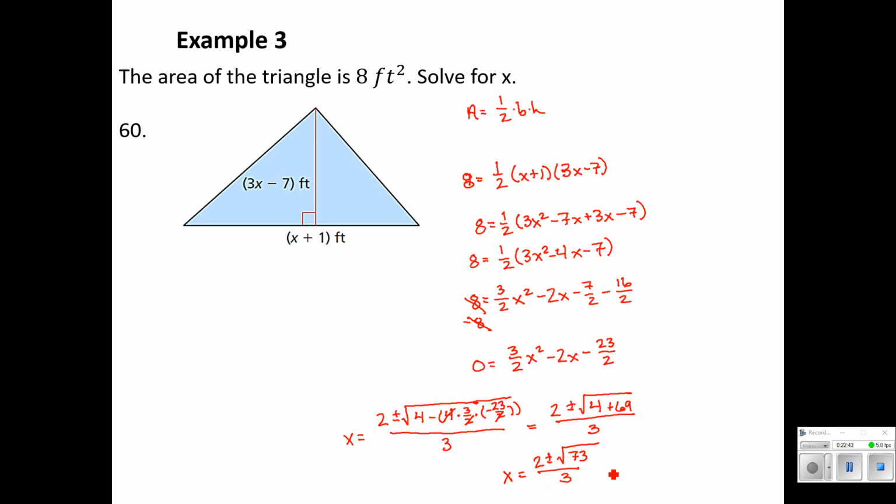And now the area of the triangle is coming out to be positive, and we've got side lengths that are x plus 1 feet. If we really wanted to construct that triangle, we could not have negative side lengths. So really our only solution should be 2 plus square root of 73 all over 3.